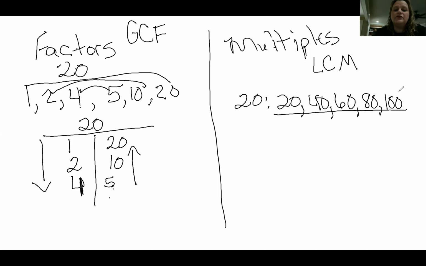So when you're asked to find the greatest common factor of two numbers, it's probably going to be a lower number. But when you're asked to find a least common multiple, it's going to probably be a greater number. Okay, so with that being said, thinking about our factors and our multiples, if I said find the greatest common factor for 6 and 18.